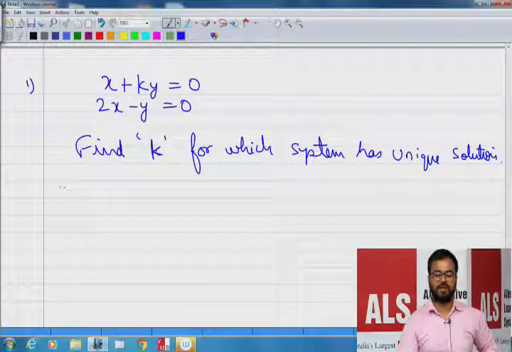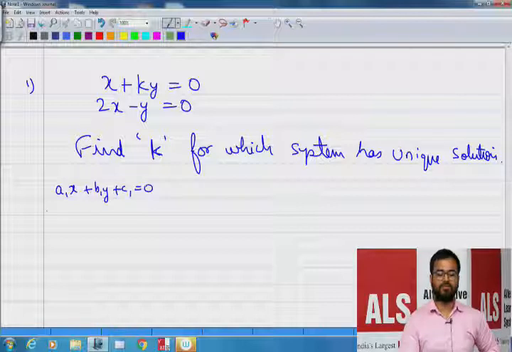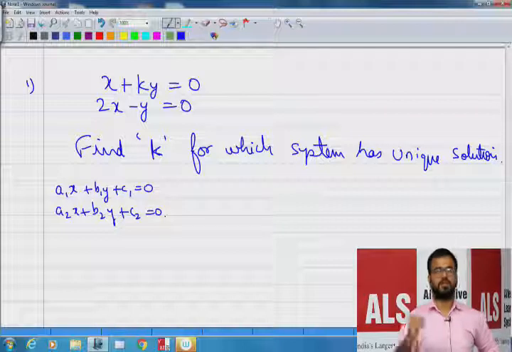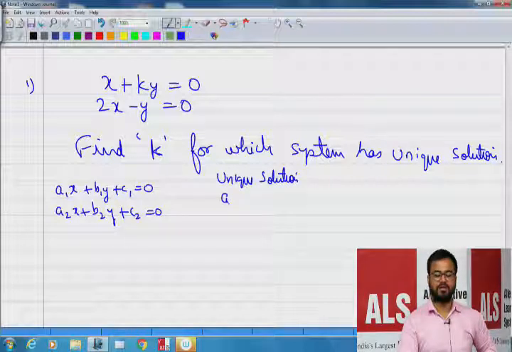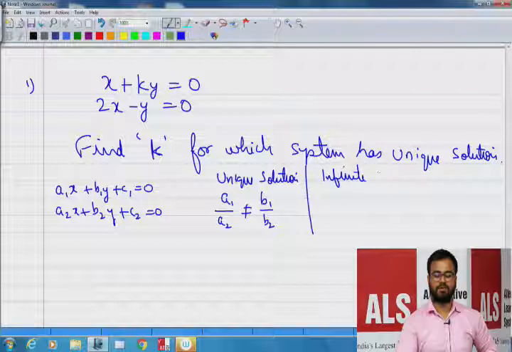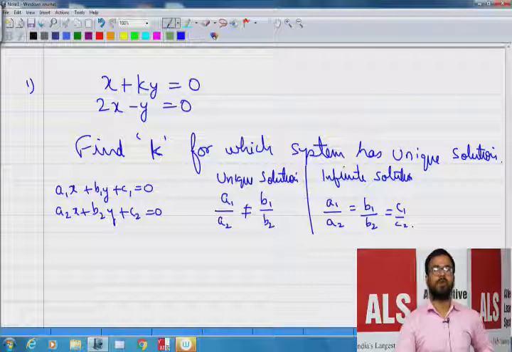Here, always remember that if there are two equations, a1x plus b1y plus c1 is equal to 0, a2x plus b2y plus c2 is equal to 0, then the condition for unique solution is a1 upon a2 should not be equal to b1 upon b2. Then we have infinite solution. For infinite solution, all the three ratios should be equal: a1 upon a2 is equal to b1 upon b2 is equal to c1 upon c2.